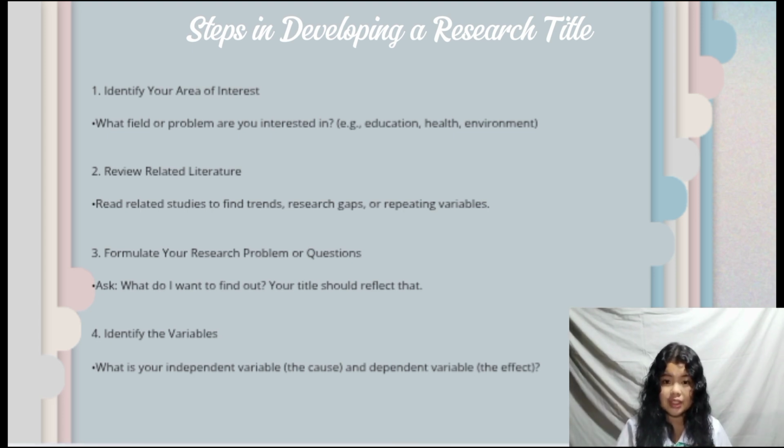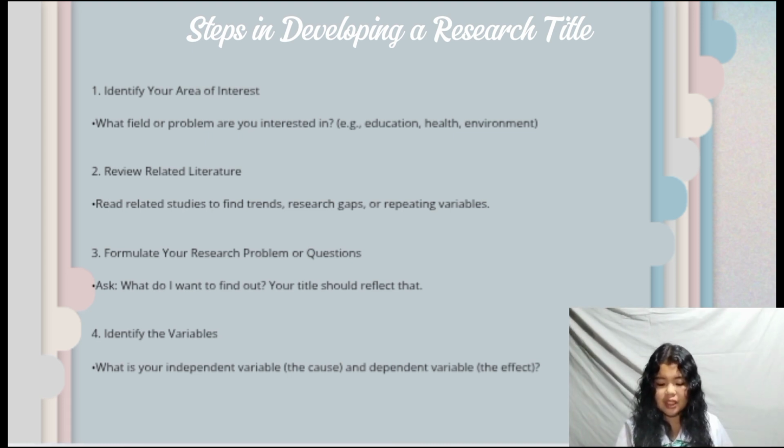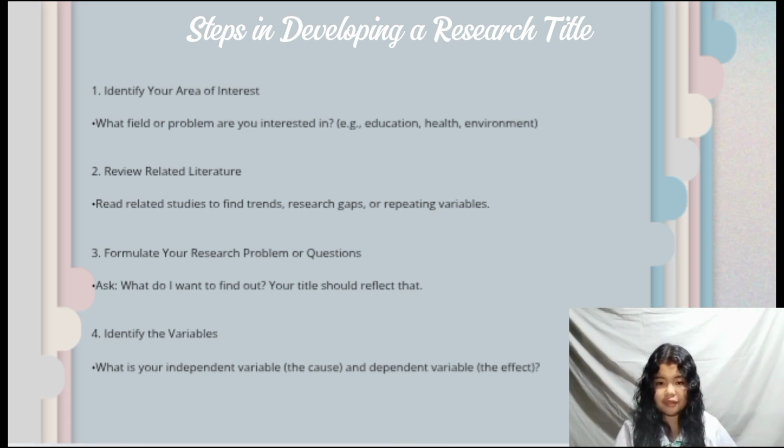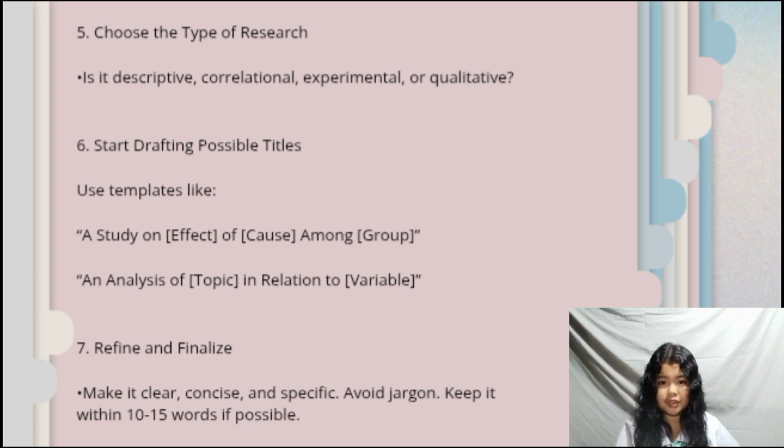It's the effectiveness of dengue awareness and public health campaigns. So number 4, identify the variables. What is your independent variable and dependent variable? Number 5, choose the type of research. This is the research design. Is it descriptive, correlational, experimental, or qualitative?